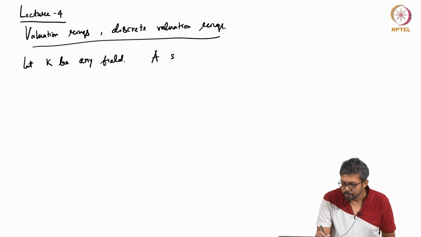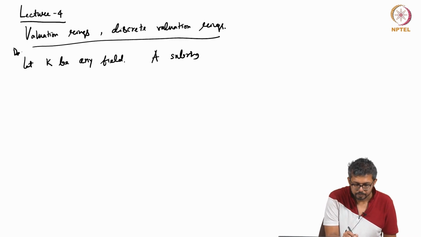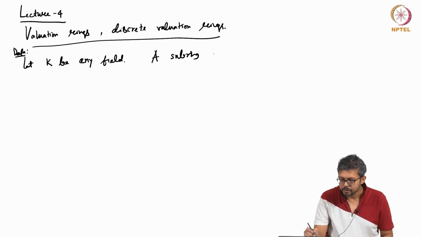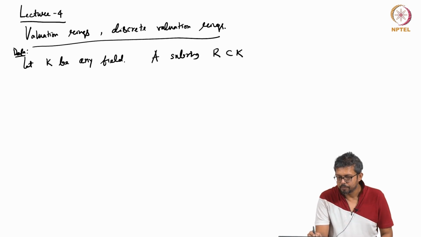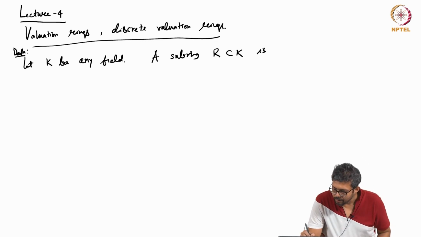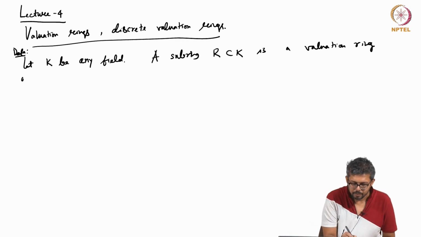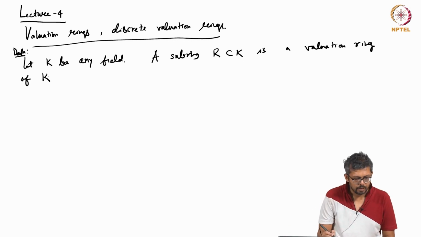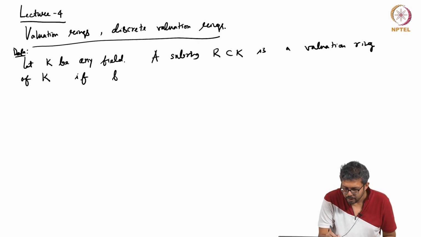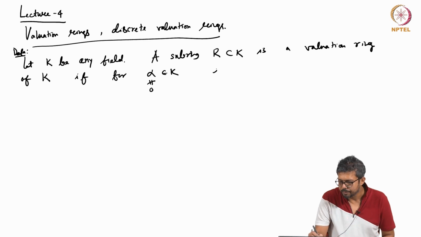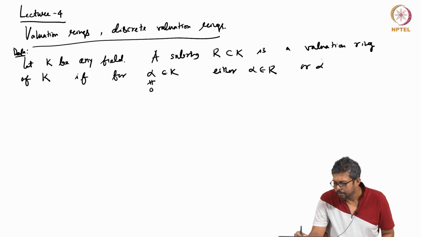So this is the definition of what is a valuation ring. A subring R of K is a valuation ring, or sometimes I call it a valuation ring of K, if for any non-zero alpha in K, either alpha belongs to R or alpha inverse belongs to R.